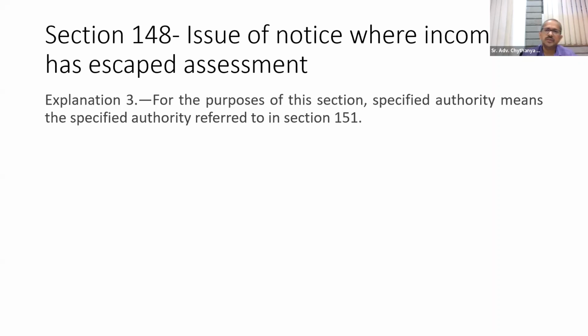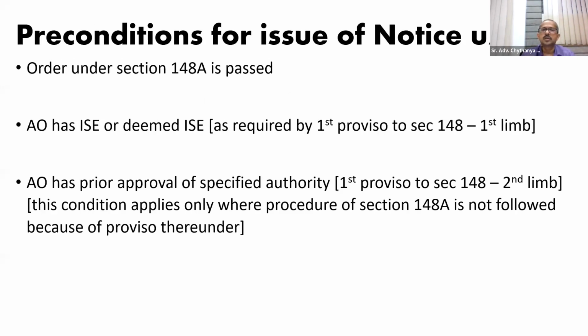Now, explanation 3 says specified authority means specified authority referred to in section 151, because in the first proviso, second limb, before issue of notice under 148, the assessing officer is required to obtain the approval of the specified authority. Who is the specified authority? Referred to in 151. Now, with this, we will now make a clinical analysis of section 148.